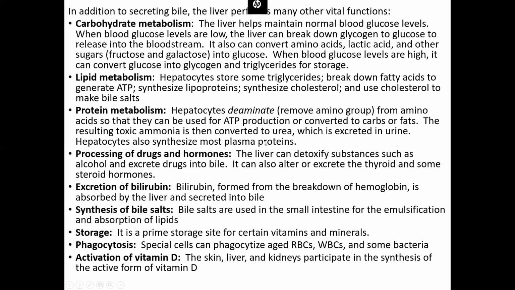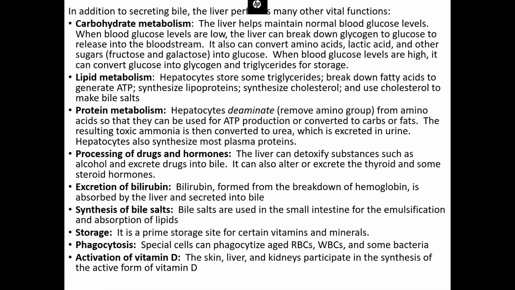And then previously we talked about our plasma proteins like fibrinogen, the globulins, albumin. That's where they're made in our liver. Our liver processes drugs and hormones, can detoxify things like alcohol, and excrete drugs into bile. It can also alter and excrete the thyroid and some steroid hormones.